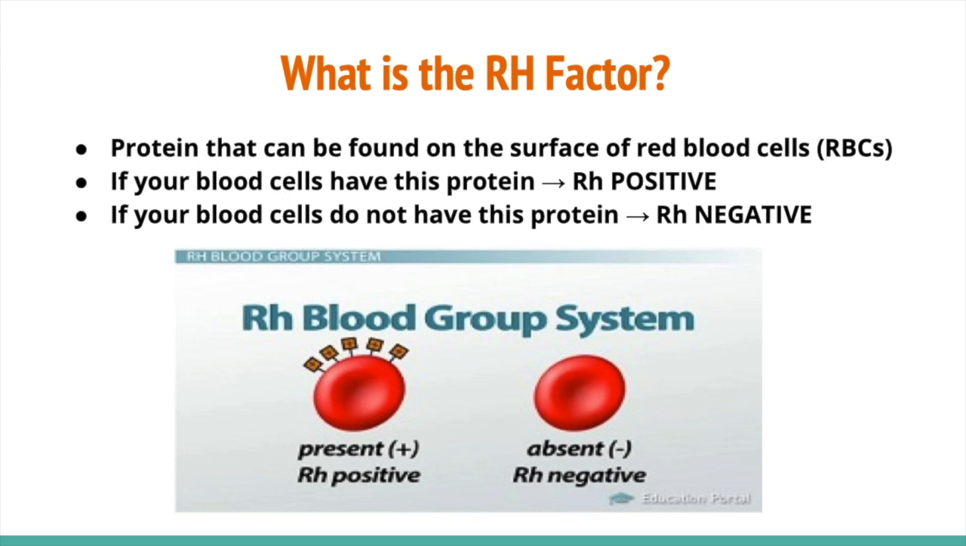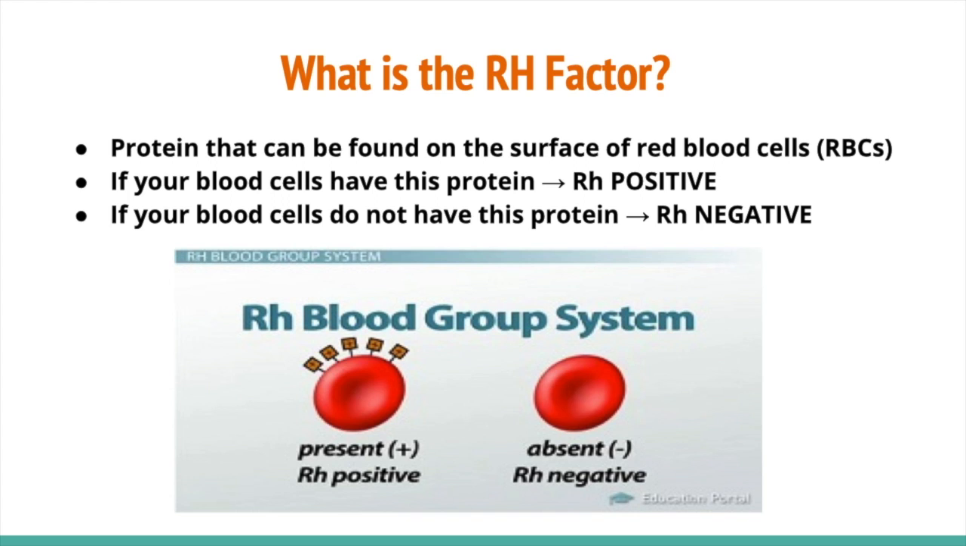So if the protein D antigen is present on the surface of the red blood cell, the blood will be known as positive. And then if the protein D antigen is absent on the surface of the red blood cell, then the blood will be known as negative. So you guys can see in this picture where it says Rh blood group system, there are the antigens present on the positive, those little square things with the stick figures, yeah, that's known as an antigen, and that makes it positive.